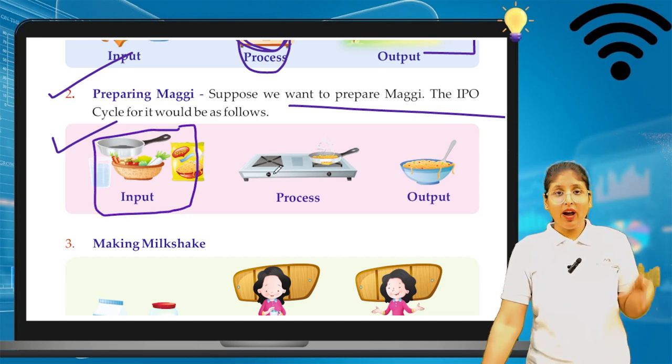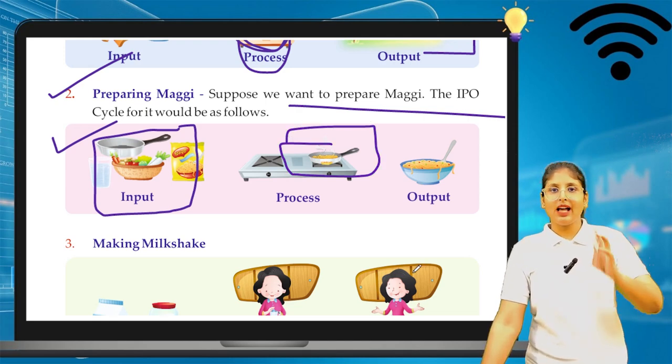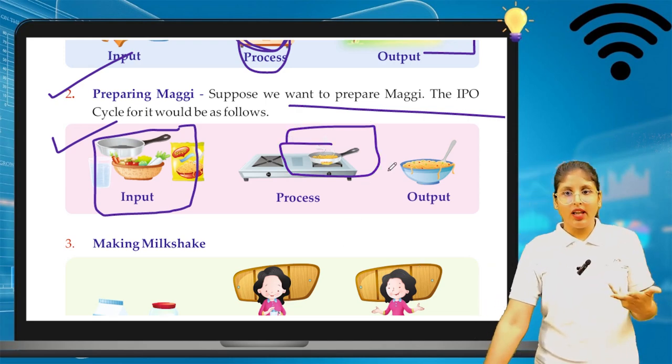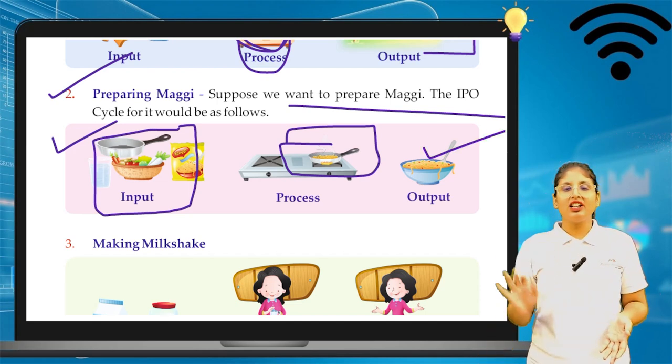Okay, then you have to process it also. Then you put the pan with Maggie and all the masalas and vegetables to be cooked. Then the output result is a yummy Maggie with a very delicious taste.